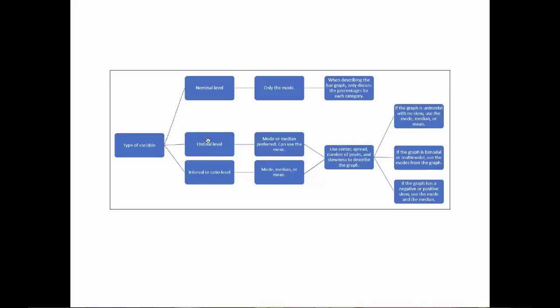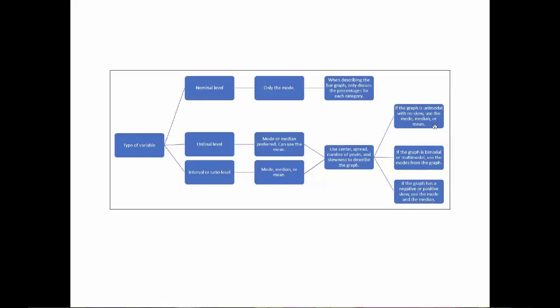If you have a variable that is ordinal level, you should use the mode or median as a measure of central tendency, but you can't use the mean. If you have a variable that is interval or ratio level, you could use either the mode, median, or mean as a measure of central tendency. For ordinal, interval, and ratio level variables, you should use center, spread, number of peaks, and skewness to describe bar graphs and histograms. And then your description of the graph can tell you which measure or measures of central tendency are the best to use to describe your variable.